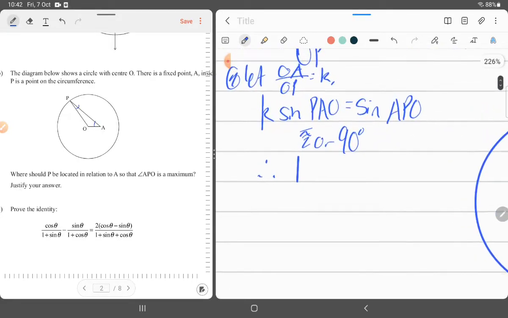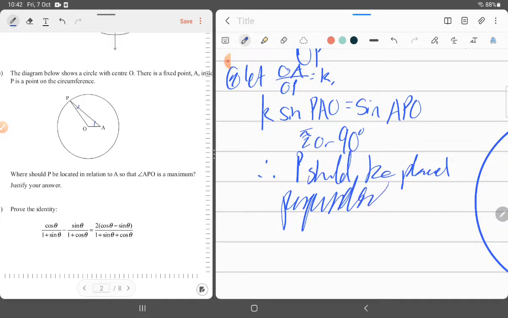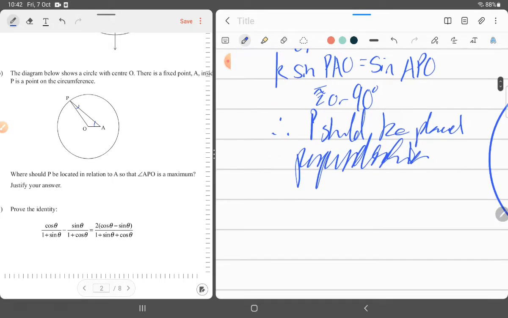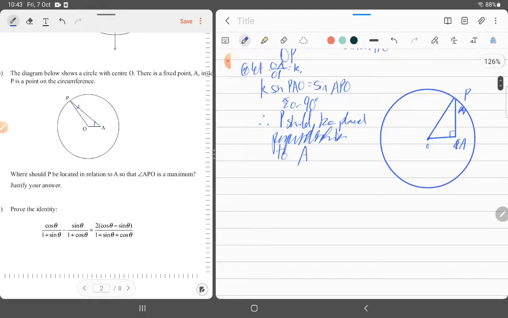Therefore, P should be placed perpendicular to A. Okay.